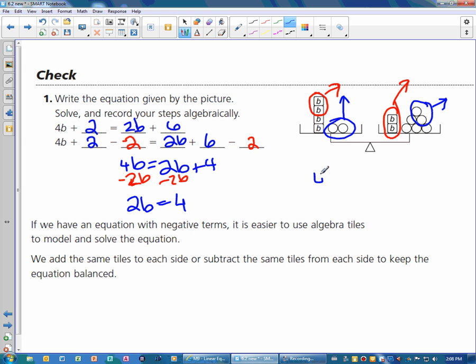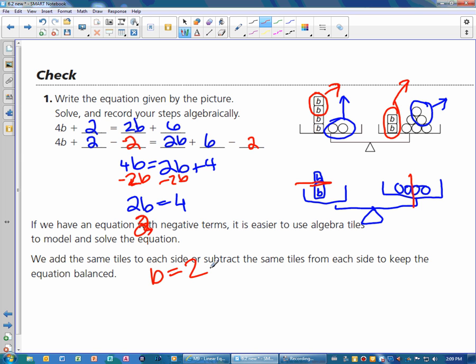So my picture on my left side would look like that. Okay, that's all that would be left on that tray. That's all that's left. What do I have here? 1, 2, 3, 4. 4 of these circles. And then if 2 of these b's equaled 4 circles, each of these b's would be 2 circles. So again, I'm at b equals 2.